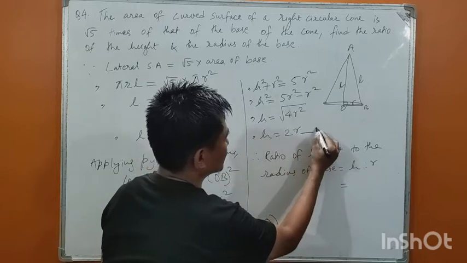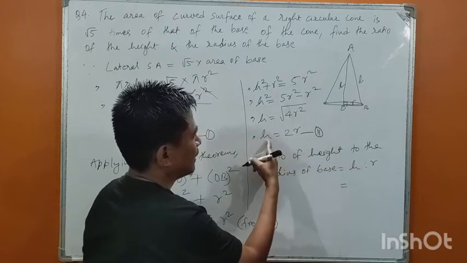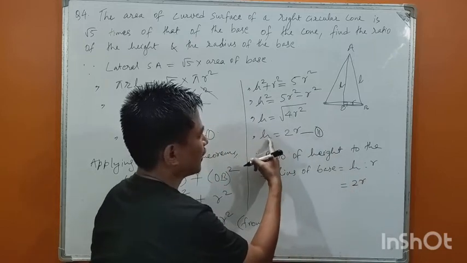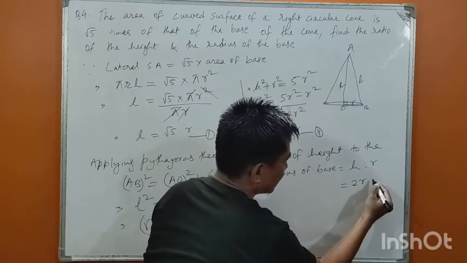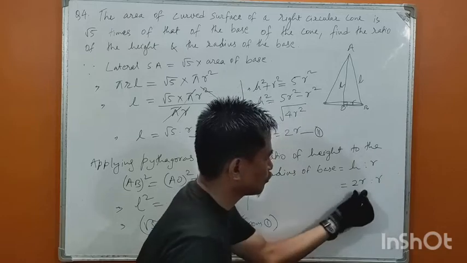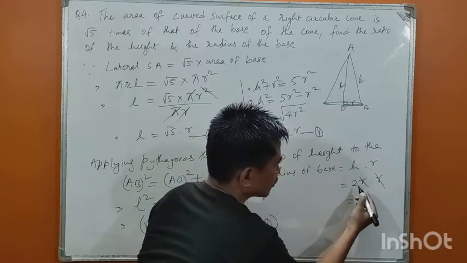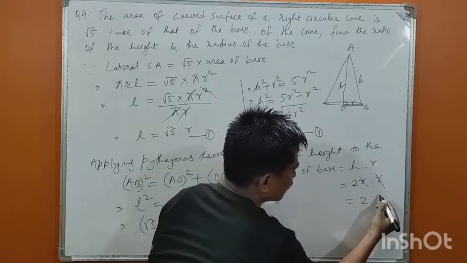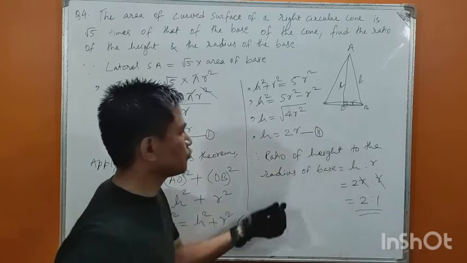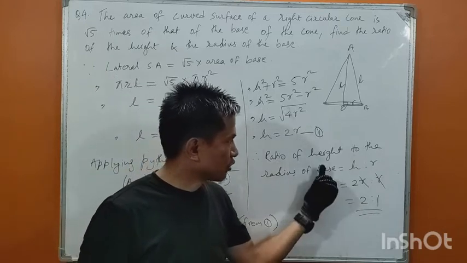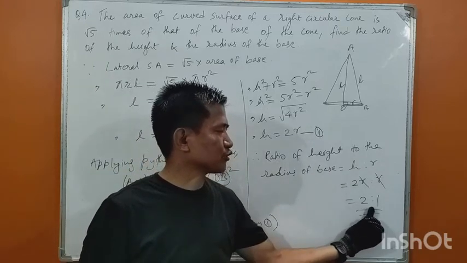So what is the value of H? Value of H is 2R from equation 2. So let us put 2R. The value of H is 2R, so we put 2R is to R, isn't it? This R and this R can be cancelled. So this is 2 is to 1. So we were asked to find the ratio of the height to the radius of the base. So the ratio of the height to the radius of the base is 2 is to 1.